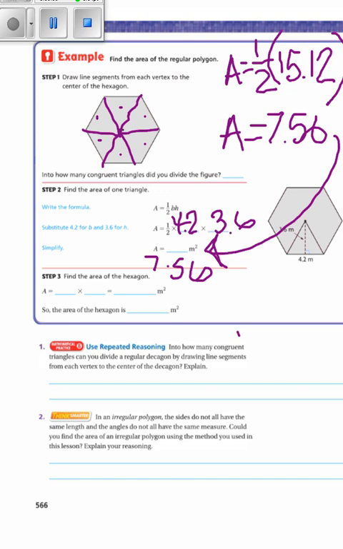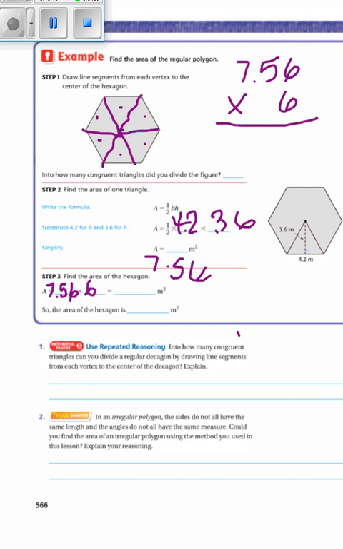how many triangles are in the total hexagon. So we need to plug in this number down here, 7.56. That's the area of a triangle. And then we have 6 total congruent triangles. So now we need to multiply 7.56 times 6. Okay, 7.56 times 6. We're going to go ahead and do that.